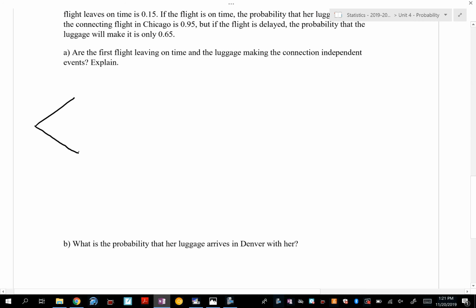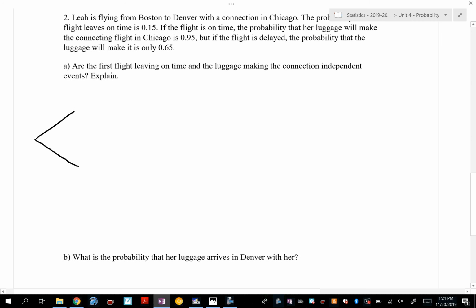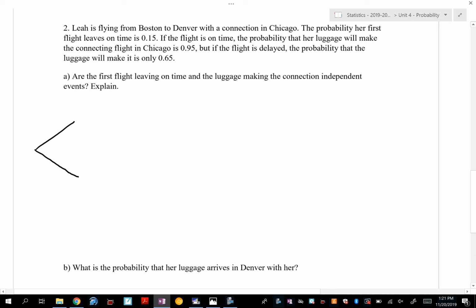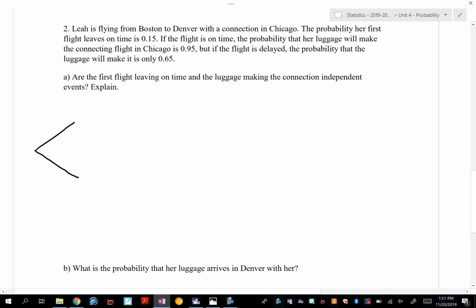All right. What is the likelihood that her first flight leaves on time? 0.15. So I'm going to write on time, 0.15. All right. So if there's a 15% chance her flight is on time, what's the likelihood that her first flight is not on time or delayed? 85. Very good. 1 minus that. So I'm going to put delayed for 0.85.